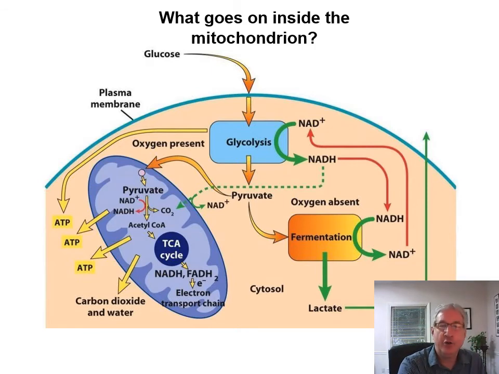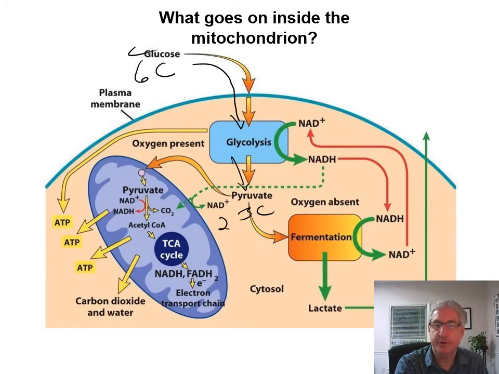Okay, so you have glucose going into the cell, and the cell goes through something called glycolysis, and you create what's called pyruvate, a 3-carbon sugar. The glucose is 6 carbons, and you break it down into two 3-carbon sugars. Okay, and then, in the absence of oxygen, okay.